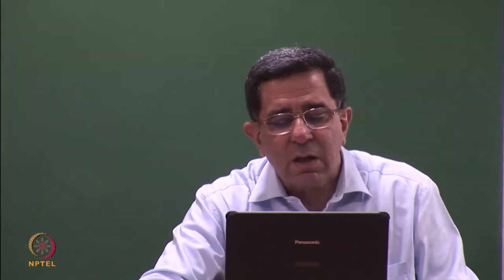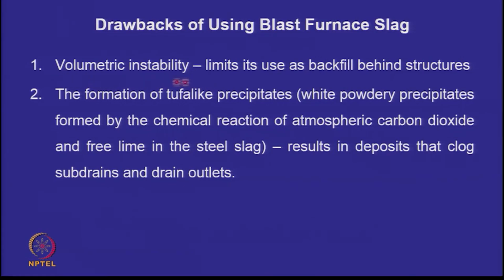Because it has volumetric instability, it gets some powdery precipitates which are formed because of the chemical reaction of carbon dioxide and the free lime. So that is a problem. It can result in clogging of drains and other outlets. So it is not a material which will maintain volume stability.